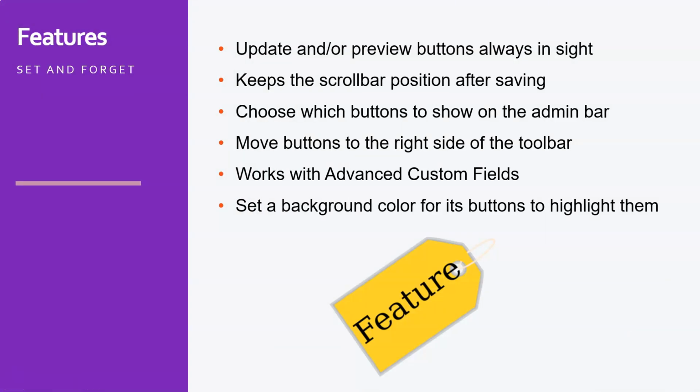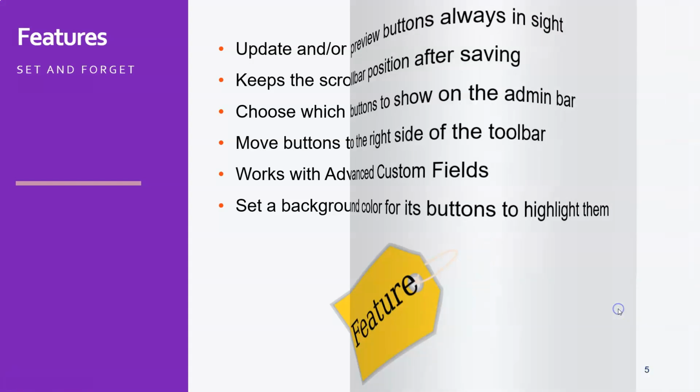As features, you have a couple of options. You can have the update button always inside, but you can also choose to have your preview button inside, and it keeps the scroll bar position after saving. You can choose which buttons to show. You can also move the buttons to the right side of the toolbar instead of on the left where their default are. And it works well also with the advanced custom fields. Furthermore, you can change the background color for the buttons to highlight them. So in my case, I made them orange, as you could see.